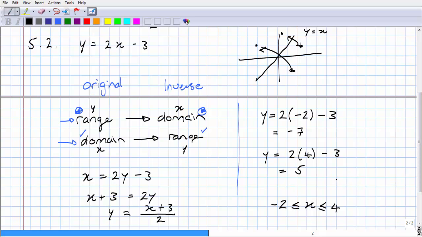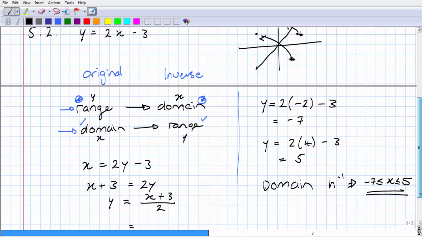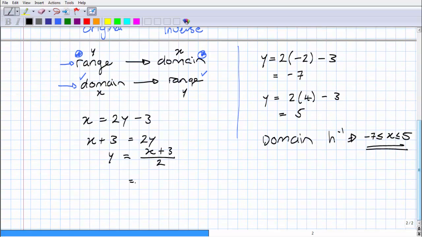So the domain, I'm just going to erase this one just to avoid confusion. The new domain of the inverse is equal to -7 ≤ x ≤ 5. It's our range value. And that's that.